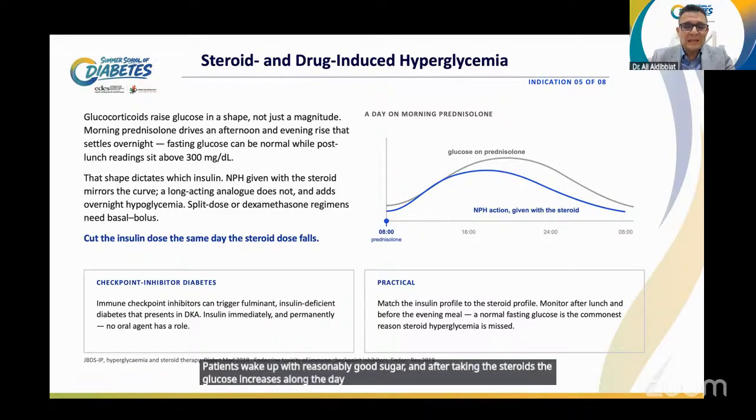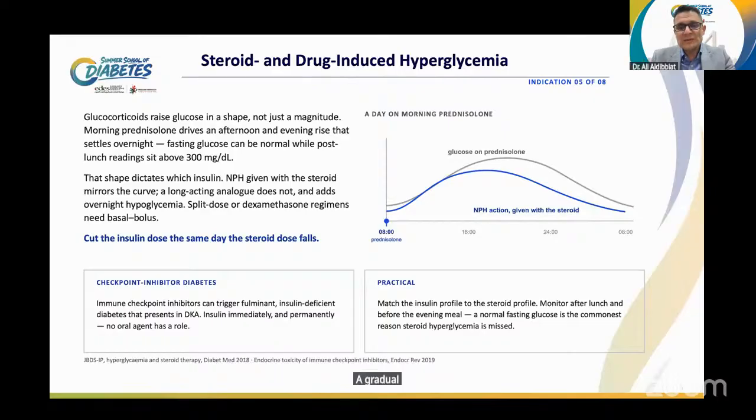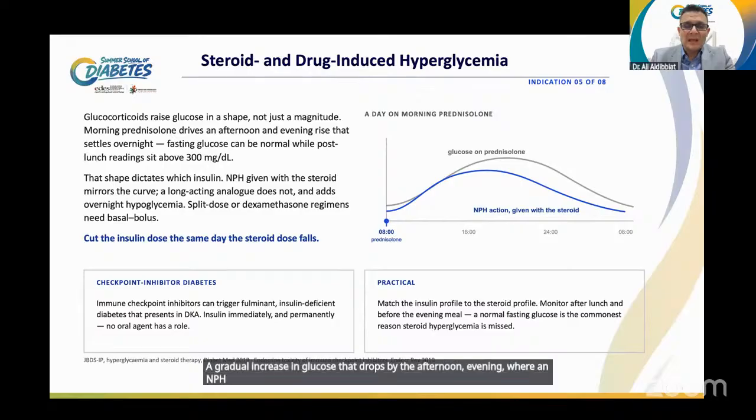And here it is a type of art how to handle that, whether there is a considerable spike after breakfast where you give mixed insulin, or if it is just a gradual increase in glucose that drops by the afternoon, evening, where an NPH insulin would be sufficient for that treatment.